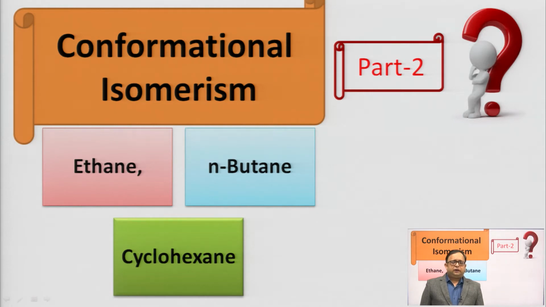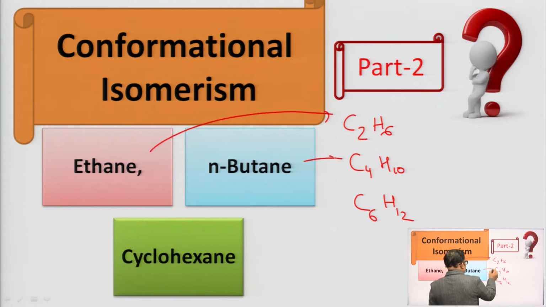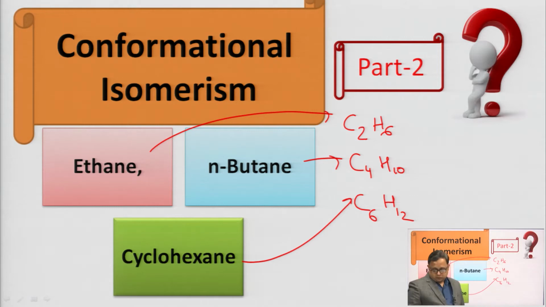And now, in this present lecture, I am going to discuss conformational isomerism with reference to ethane, n-butane and cyclohexane. So, we are going to discuss 3 compounds. First of all, let me write down the formulas. Ethane, we know, is C2H6, butane is C4H10, and cyclohexane is C6H12. We are going to discuss conformational isomerism with reference to these 3 molecules.